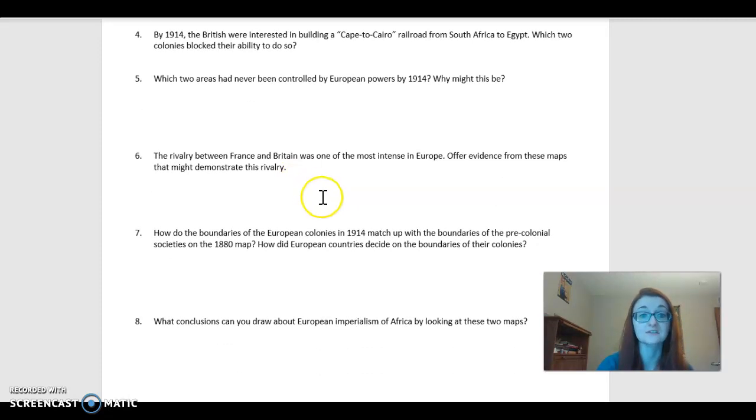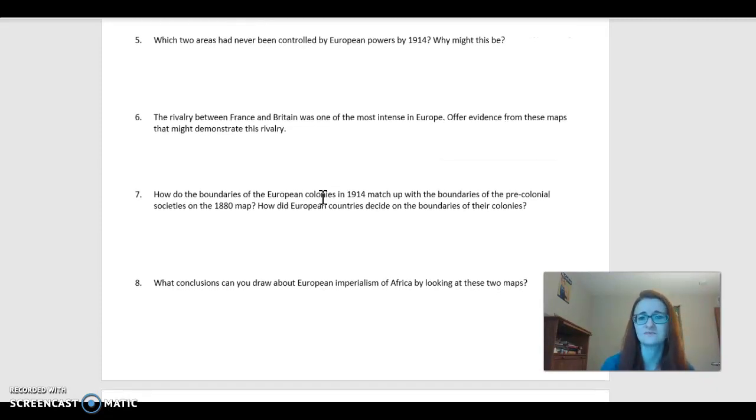Six, the rivalry between France and Britain was one of the most intense in Europe. Offer evidence from these maps that might demonstrate this rivalry. So what evidence could you provide that shows that France and Great Britain were in competition with one another? And again, that can be bullet points. It doesn't have to be in complete sentences, but what are some examples that you could pull?